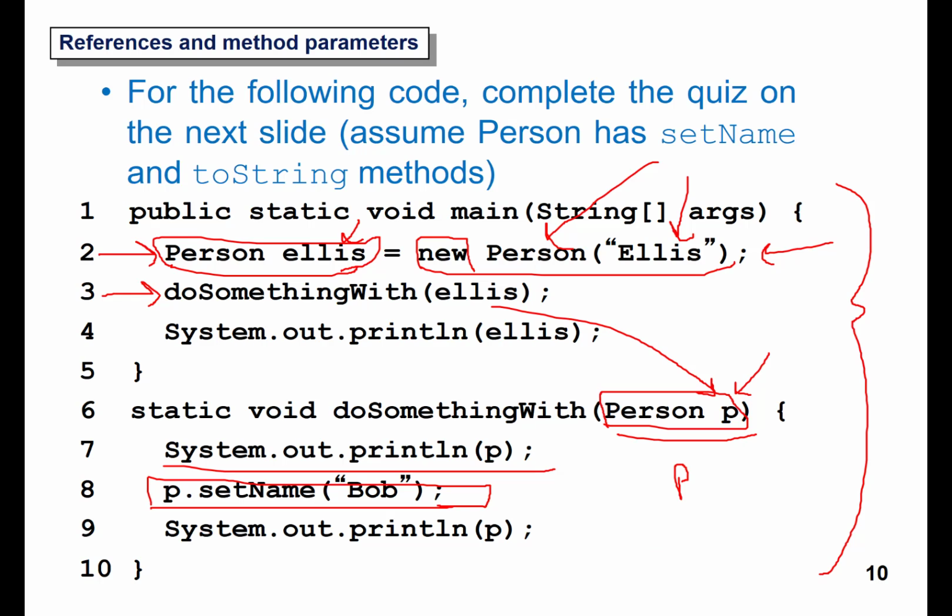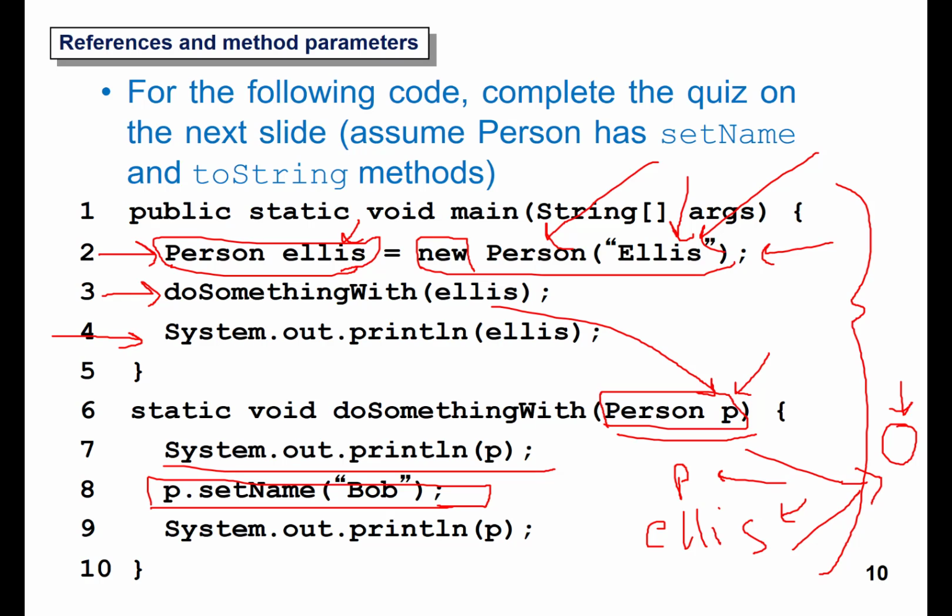So reference P and reference Ellis both contain the address of this first object here, so they're both pointing to the same object. Therefore if P or Ellis make changes within the object, those changes are reflected back at both references. So when I say P.setName to Bob, it means that the object's name is changed from Ellis to Bob. So the question asked, does line 4 print Ellis? The answer is no, it prints out Bob.